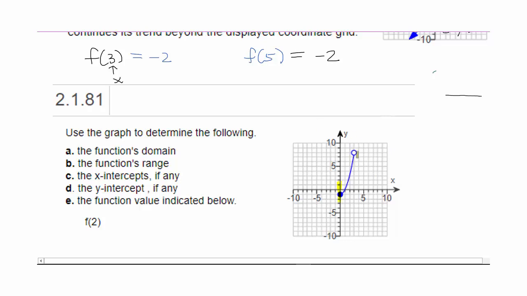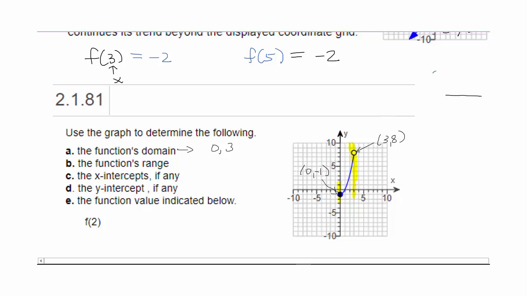So here's the furthest point to the left, here's the furthest point to the right, and I'm going to project it down to the x-axis. This pair of coordinates appears to be 0, negative 1. And this pair of coordinates appears to be 3, 8. When we're talking about domain, we're talking about x values. So the furthest point to the left has an x value of 0. The furthest point to the right has an x value of 3, and we want everything in between.